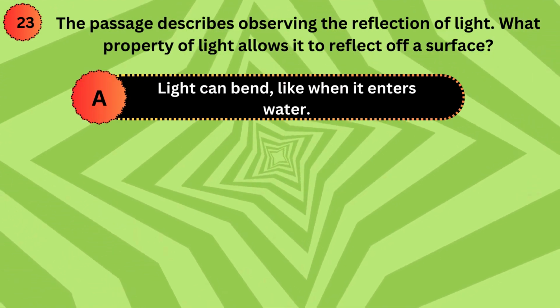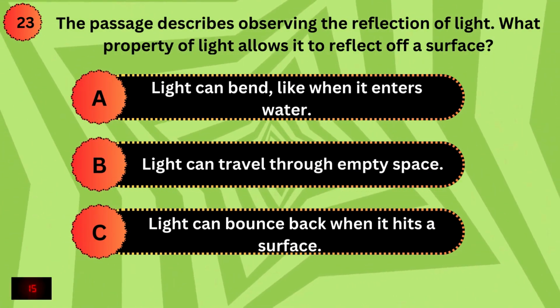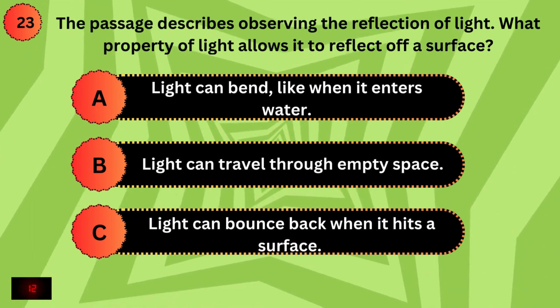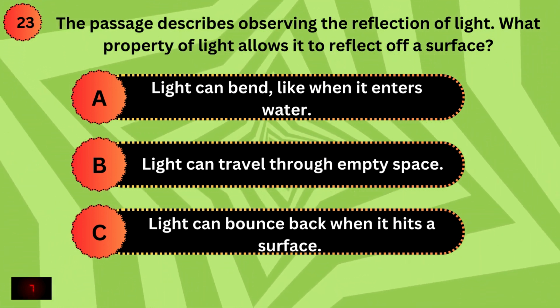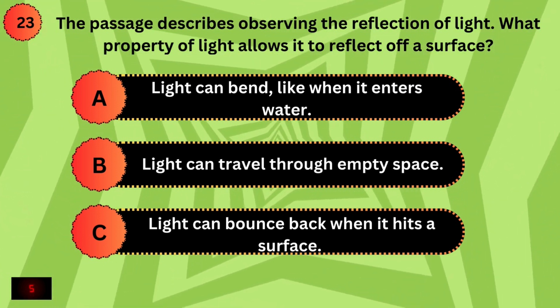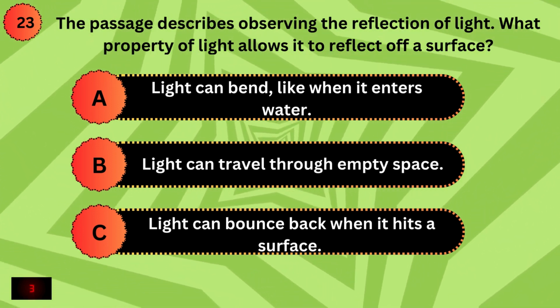The passage describes observing the reflection of light. What property of light allows it to reflect off a surface? A. Light can bend, like when it enters water. B. Light can travel through empty space. C. Light can bounce back when it hits a surface.